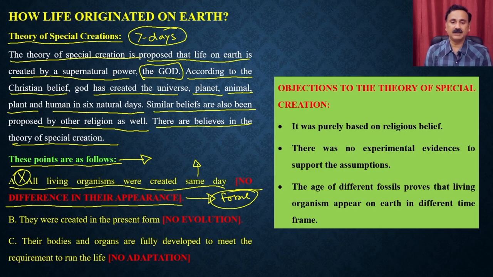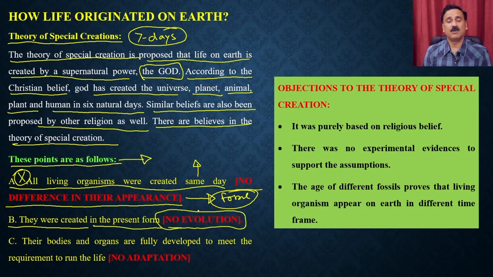Whereas the theory says that all living organisms were created on the same day by God, right? Then the second is they were created in the present form, which means they were created in the fully developed form as what you see today. If that is the case, there should be no evolution. But we know that there are evolutionary markers present in different organisms, right?